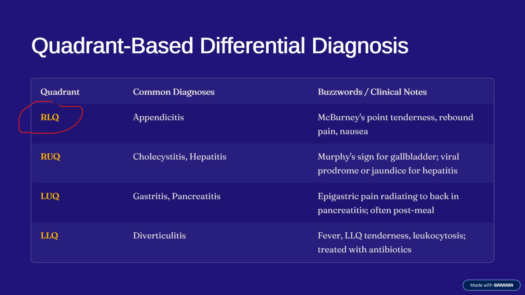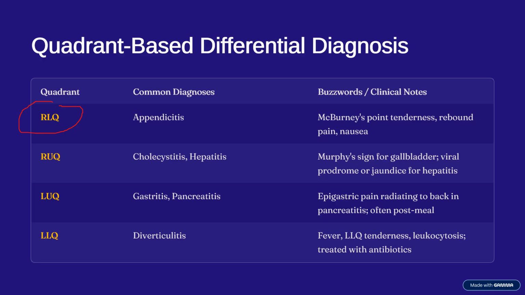So for gastritis and pancreatitis, you have it in the left upper quadrant, and it's an epigastric pain radiating to the back in pancreatitis. And also remember that in pancreatitis we have those signs, which are the Grey Turner sign and Cullen sign. Please take note of those signs. We are not talking about them in this video, but just to note locations.